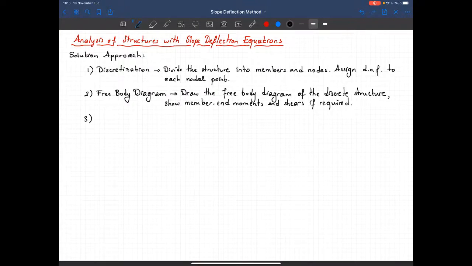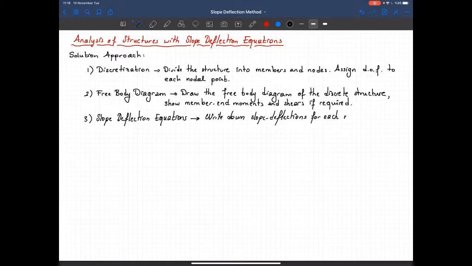Now the third step is slope deflection equations. Right, so write down slope deflection equations for each member. In other words, you represent the end moment in terms of the assigned degrees of freedom. Okay.